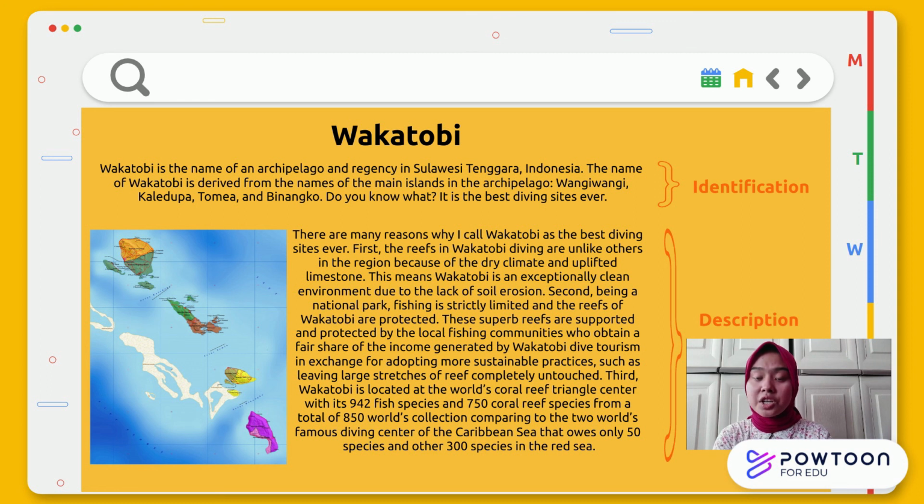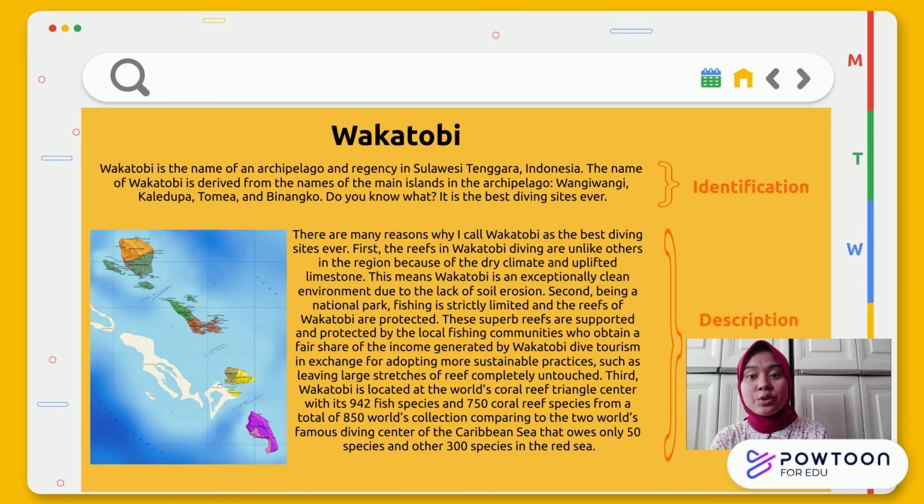The first language feature is a specific participant. Does anyone know what is the specific participant of the text? Yes, Susi? The specific participant is Wakatobi Archipelago. Good answer. Thank you, Susi. What about the second language feature? Yes, Sasa? Yep, that's right. The next language feature is adjective and action verbs.